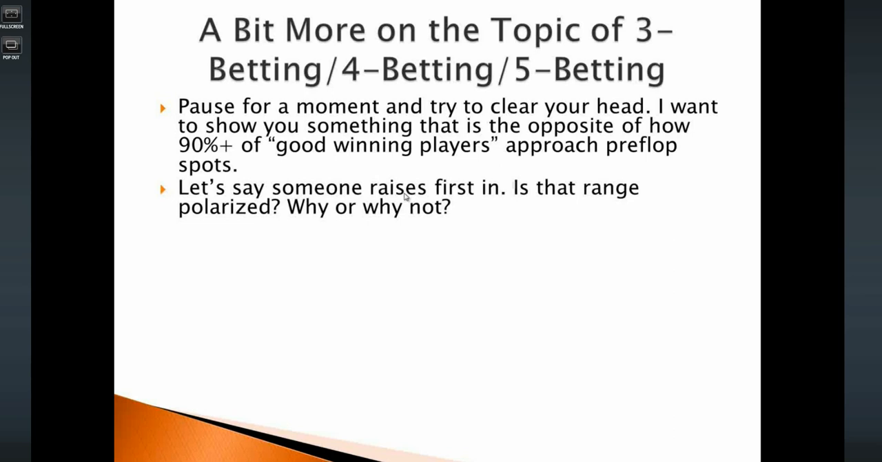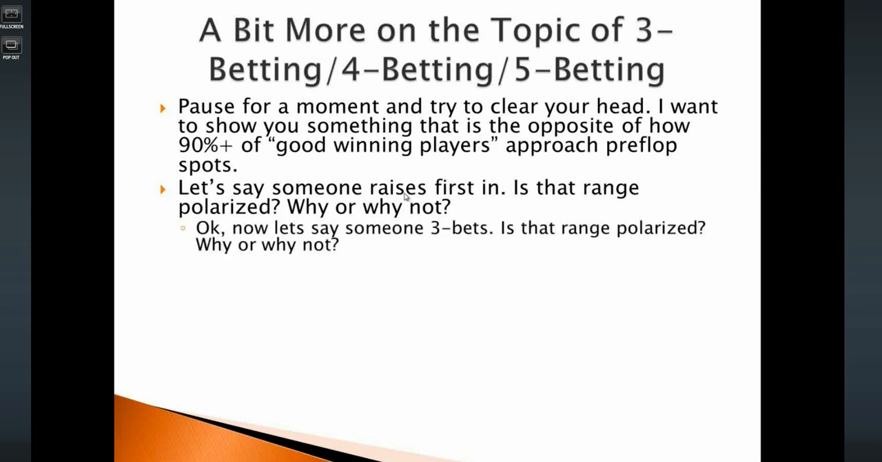If it folds and the button opens, is that a polarized range or not? And then explain why. The answer is it is not, because the button is just going to fold all of his bad hands and only open his good hands. That's the dominant strategy there. There's no reason for the button to open 7-3 off. It doesn't do anything that his range needs. There's no reason to polarize. He wants to play all of his best hands, so he just opens his best 40 or 50% of his preflop range.